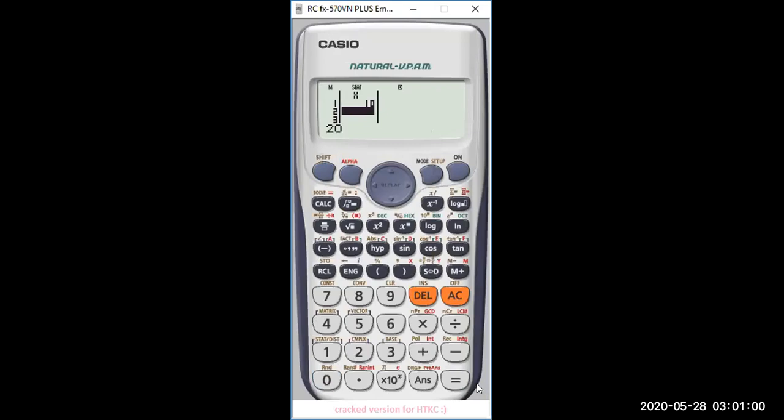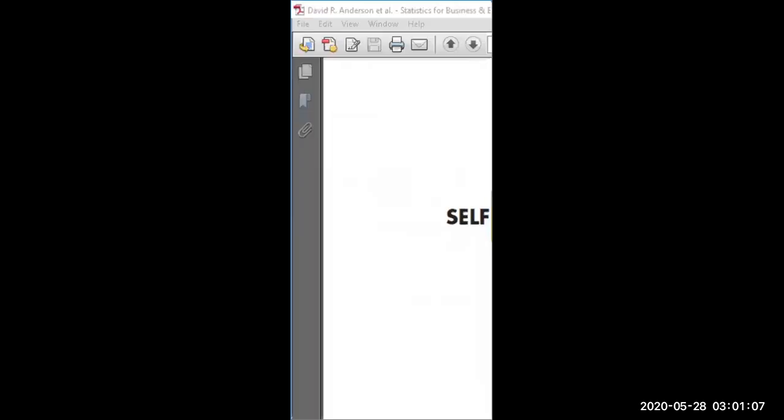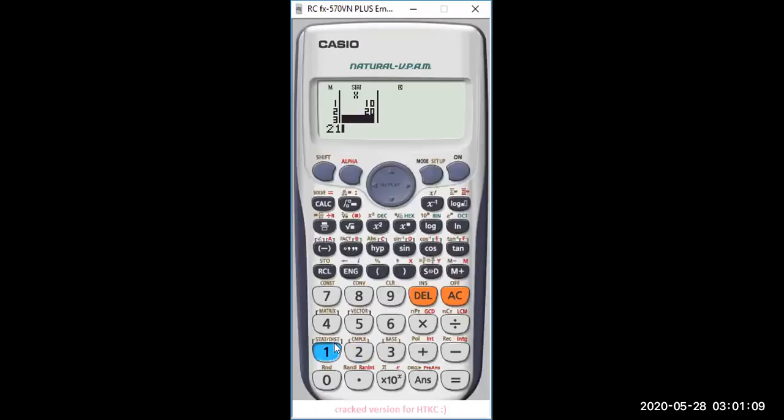20, it was 10, 20, okay, 21, okay, and then 17, 16, and 12. So that's 17, 16, and 12. Okay, so we gave our 6 numbers.